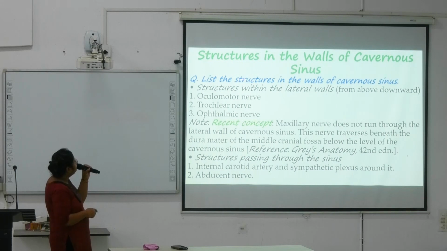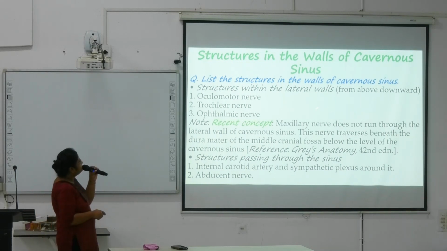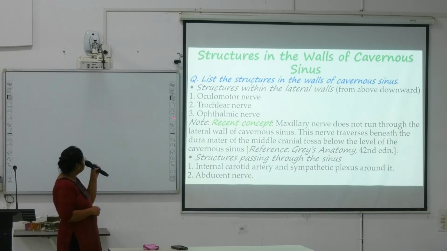Now this is important. Structures in the wall of the cavernous sinus. Structures within the lateral wall from above downward. In the previous picture you have seen the oculomotor nerve, trochlear nerve, that is the third and fourth nerve, and the ophthalmic division of the trigeminal nerve.